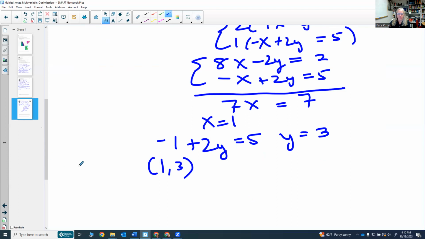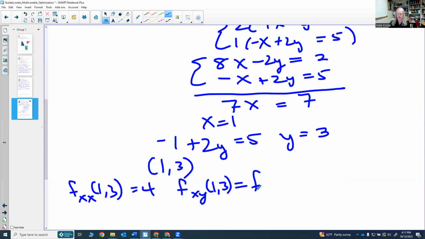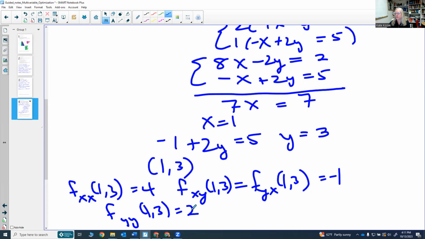At the critical point 1, 3, the second partial derivative with respect to x and x at 1, 3 is going to equal 4. The second partial derivative with respect to x, then y at 1, 3 is going to equal the second partial derivative of y with respect to x at 1, 3. And that's going to equal negative 1. And the second partial derivative of f with respect to y and y at 1, 3 is equal to 2.